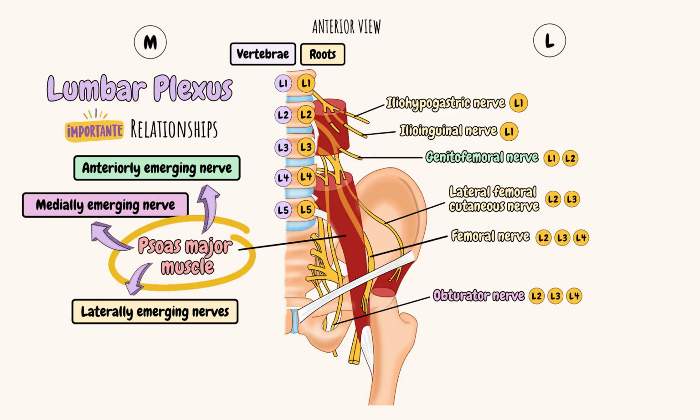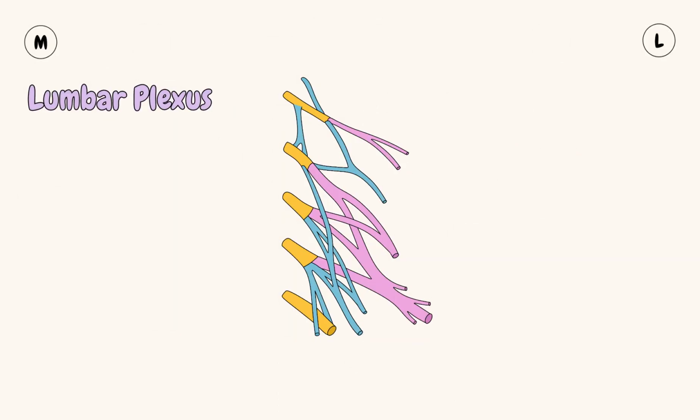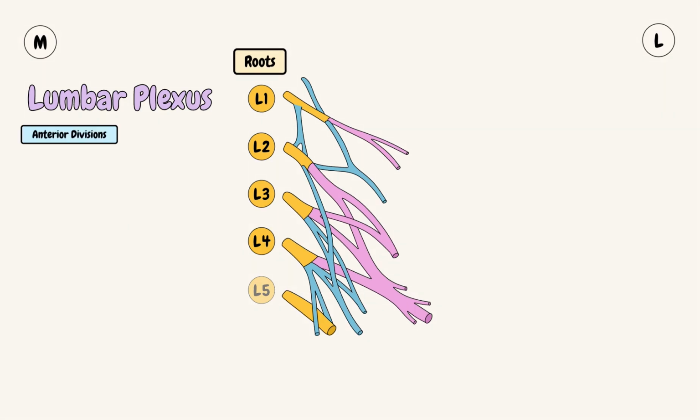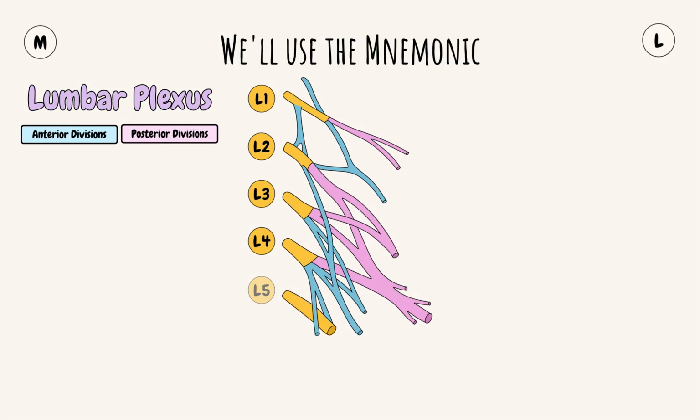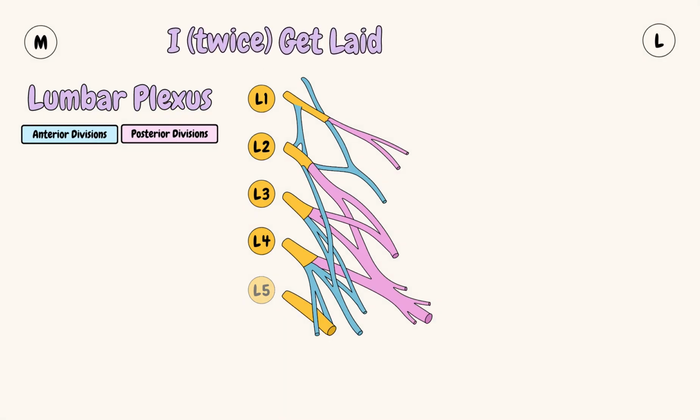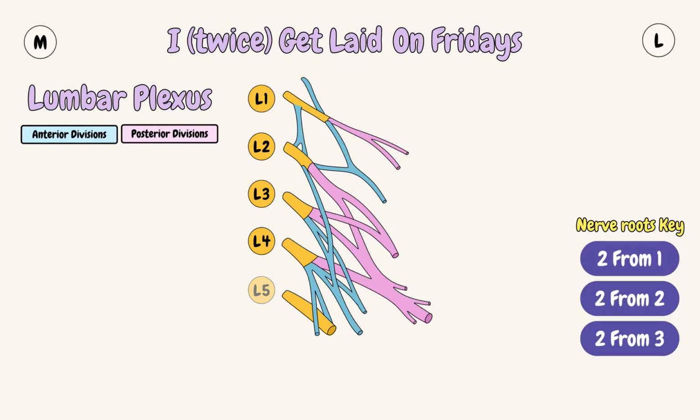Let's now use a mnemonic to never forget them. Here we have taken the lumbar plexus in all its glory. We'll label the nerve roots here in yellow, beginning with L1, L2, L3, L4, and L5. The nerves you're seeing in blue are the anterior divisions of the lumbar plexus, and in pink are the posterior divisions. Now don't be afraid, we got this. To learn this, we'll use the mnemonic, I twice get laid on Fridays. I hope this is true for some of you. Also, let's write down this super cool trick over here, because we'll use this to remember the nerve roots. 2 from 1, 2 from 2, and 2 from 3. I'll show you this in a bit.